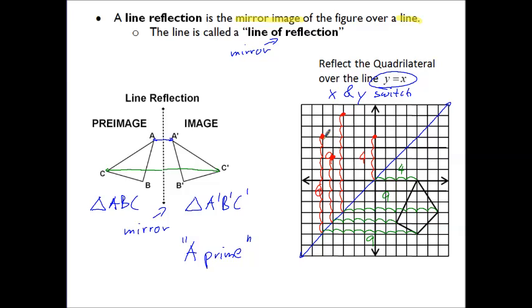And now we connect our 4 points to get the image of our quadrilateral. And what you can do is tip your head to the right, and you see how those two objects nicely are reflected from each other across our diagonal, across our line y is equal to x.